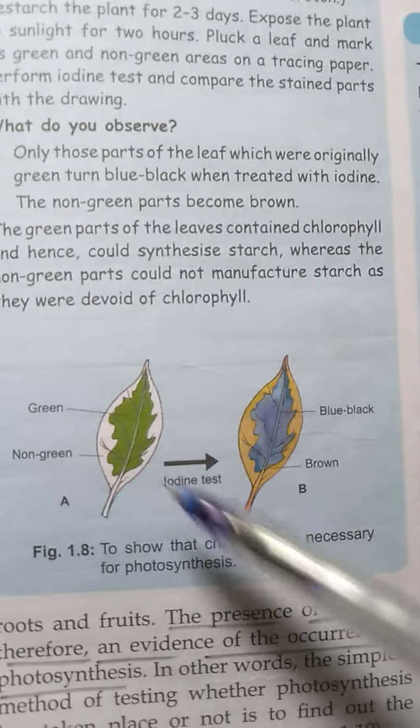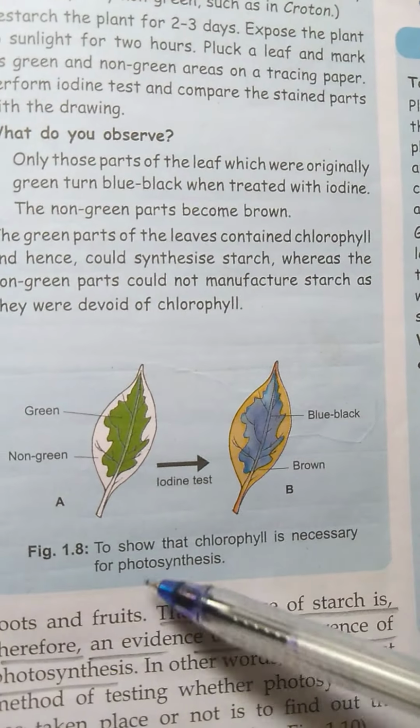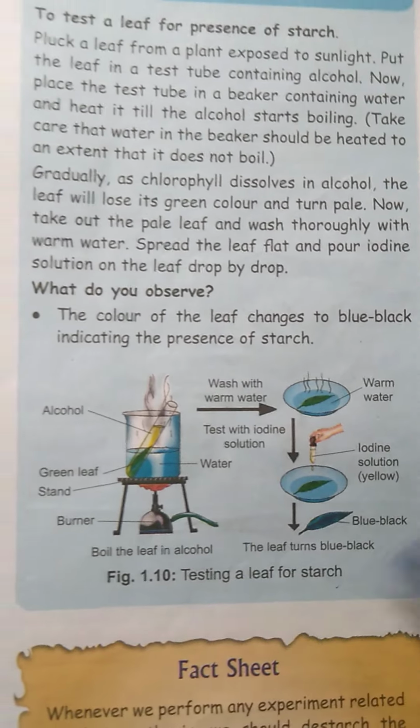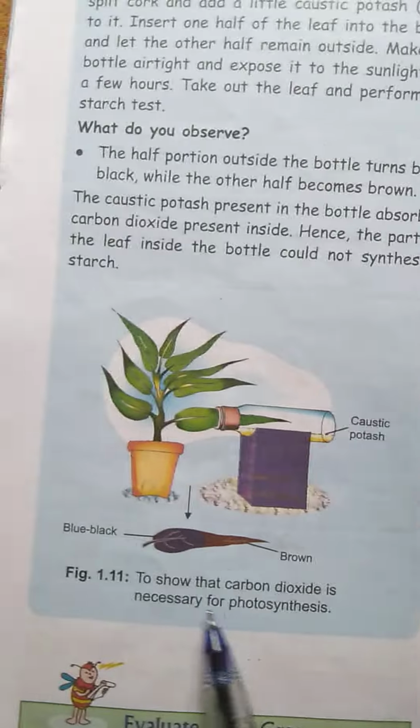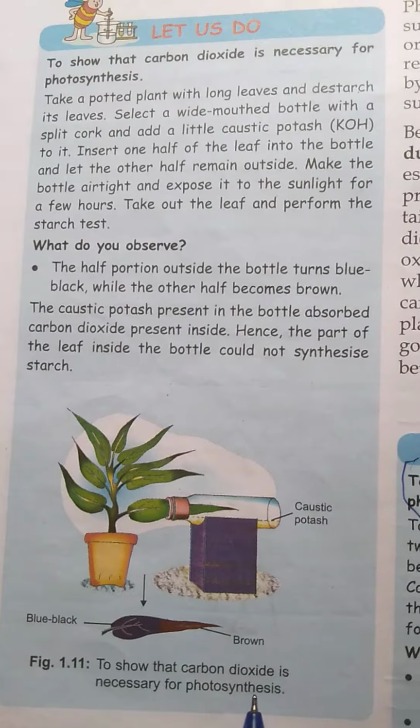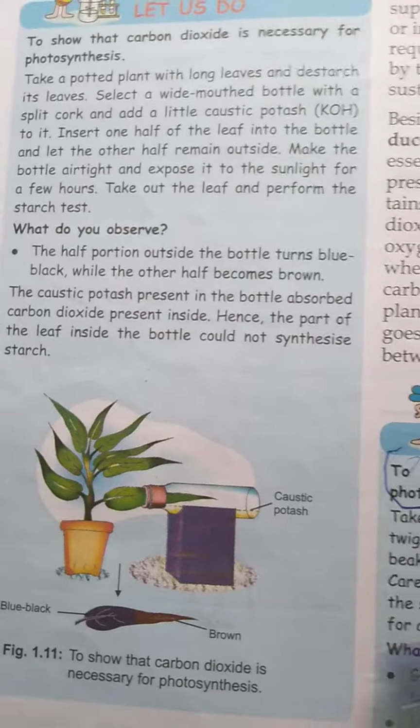And one more, to show that chlorophyll is necessary for photosynthesis, this part also you have to read. Then testing a leaf for starch is also an important experiment. And one more, to show that carbon dioxide is necessary for photosynthesis. These are the 4 experiments you have to read.